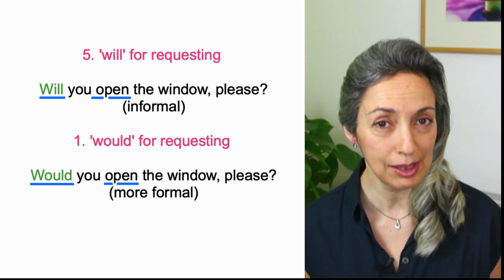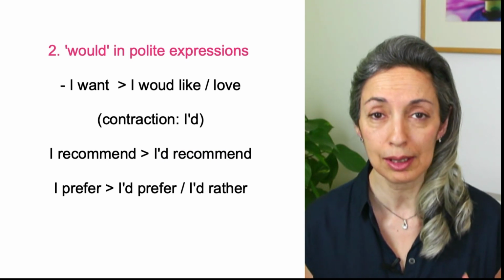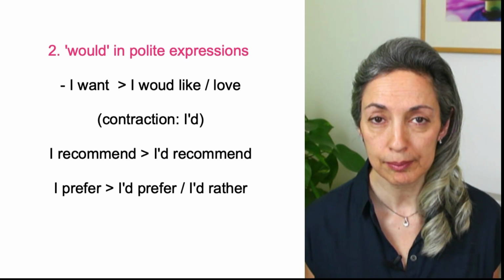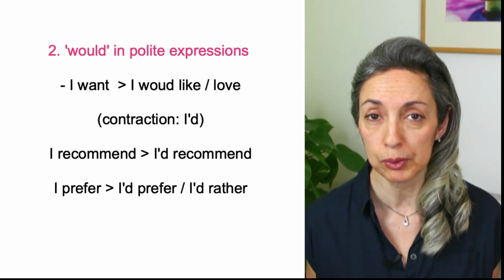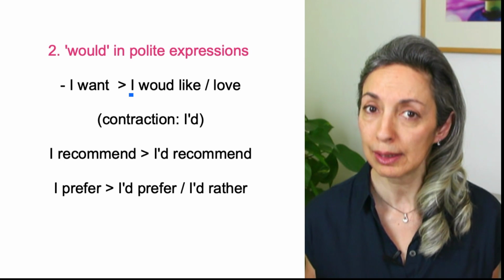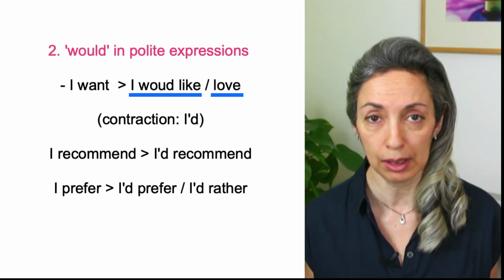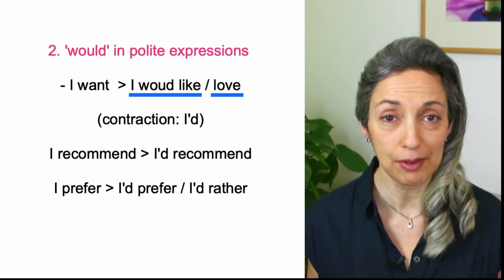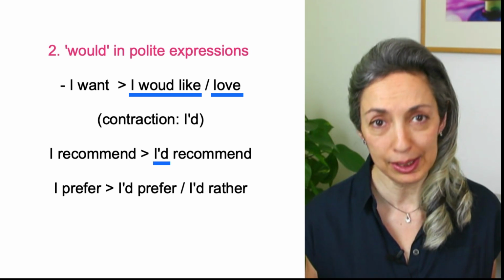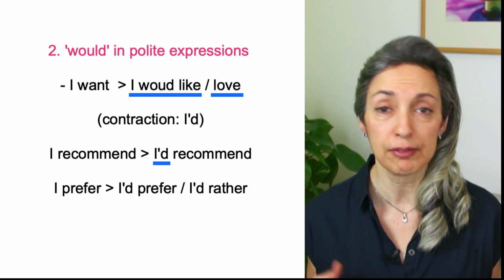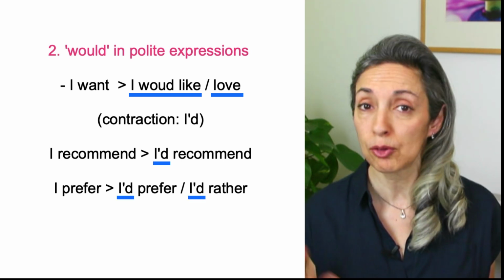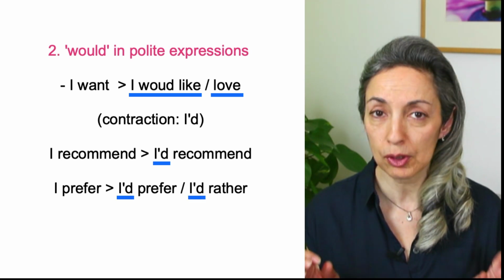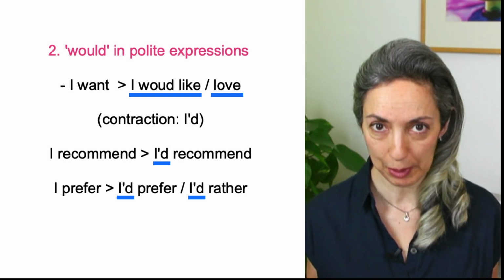Now let's look at the second use of would. It's again in the context of politeness. For example, instead of saying I want, like I want a glass of water, you should say I'd like or even I'd love a glass of water. Instead of I recommend, you could say I'd recommend. Or instead of I prefer, you could say I'd prefer or even I'd rather. Make sure you use the contraction when you speak.